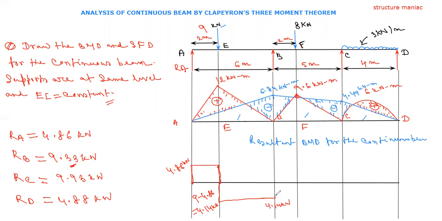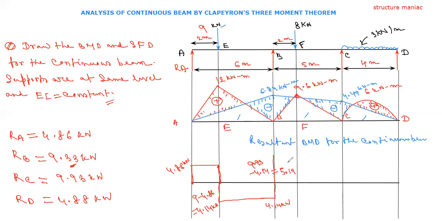Now here we have the support reaction RB, and the value of RB is 9.93. That will lift it in the upward direction, and the value here is 9.93 minus 4.14, which comes as 5.19.